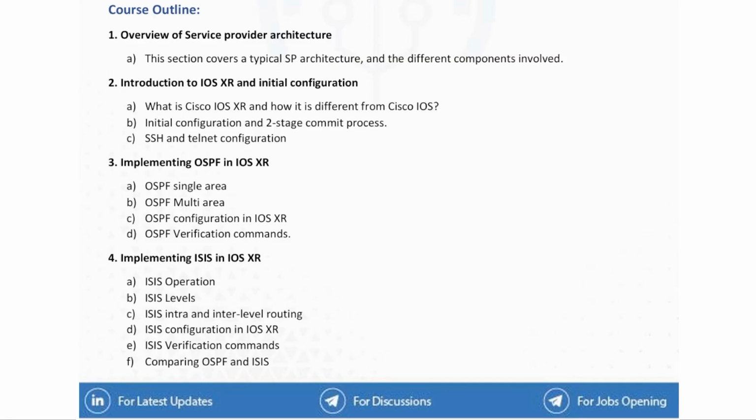In this section, we will discuss how ISIS works, what the different ISIS levels are, and the ISIS intra and inter-level routing. We will also see how ISIS is configured in IOS XR and some verification and troubleshooting tips. We will end this section by comparing how ISIS is different from OSPF.